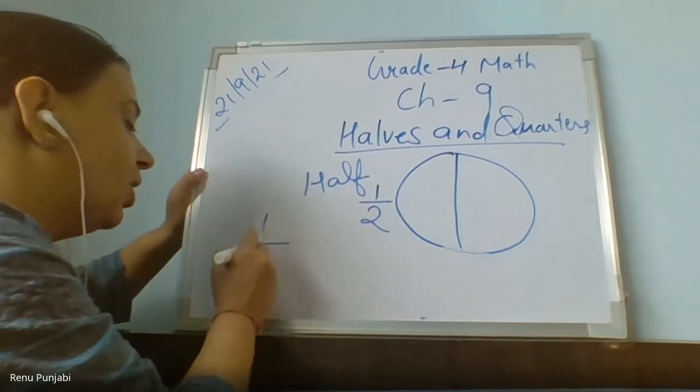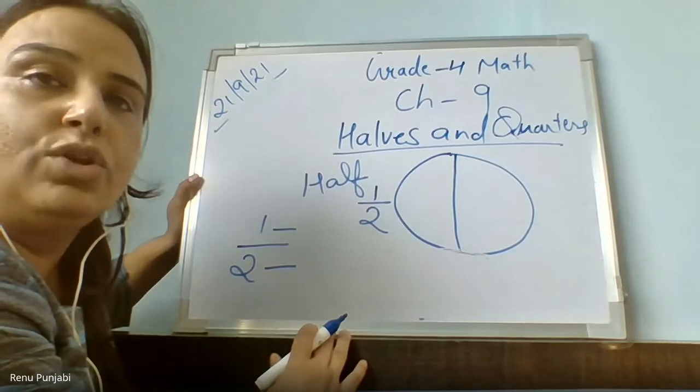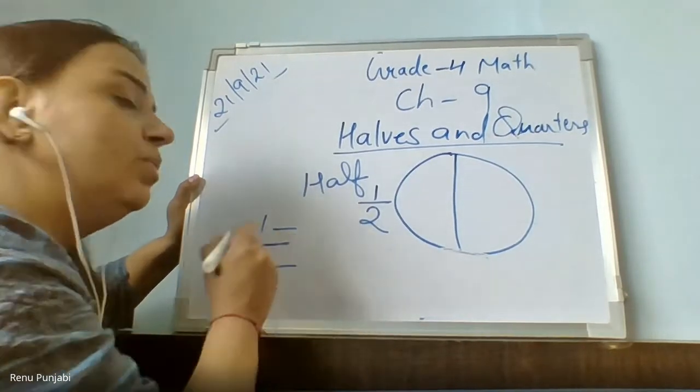And what are we calling them? They also have names. First of all, tell me if you know the names of these. What is the upper number called and what is the bottom number called?